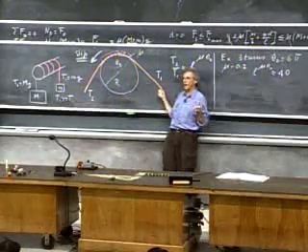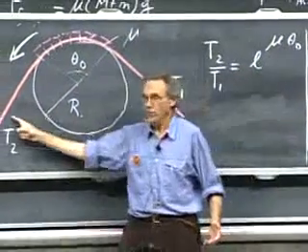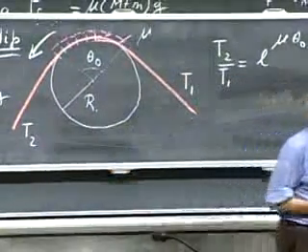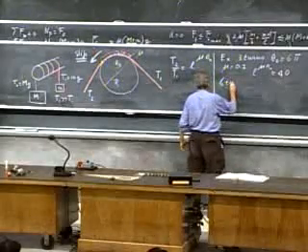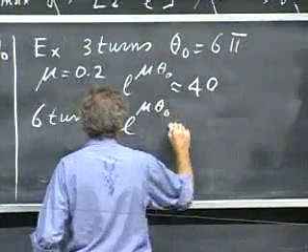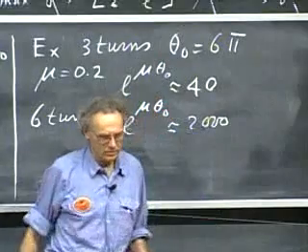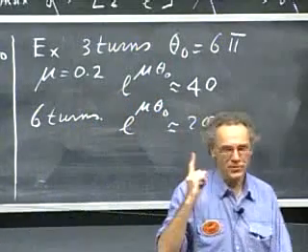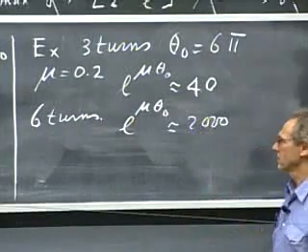I can hold this in my hand and counter, if you want to think of it that way, a force on this side which is 40 times larger. But if I take 6 turns, then e to the power mu theta 0 will be about 2,000. So now I can really control an elephant.